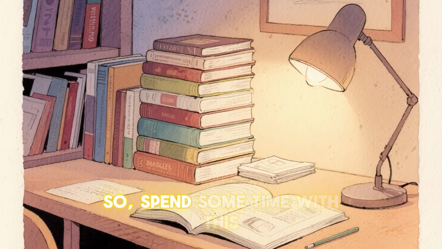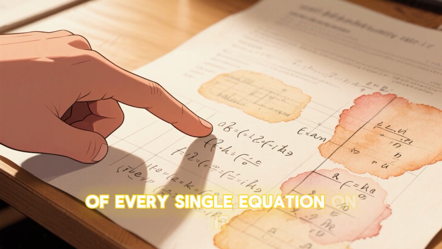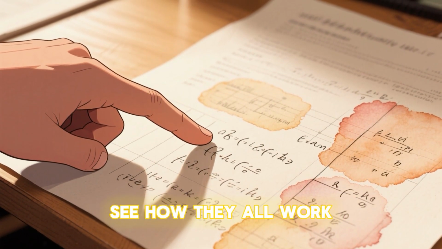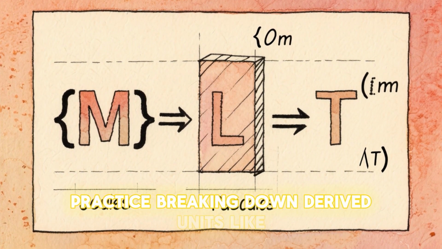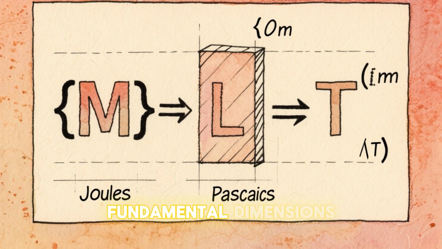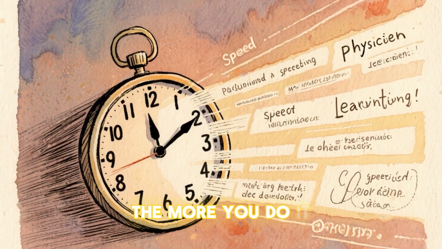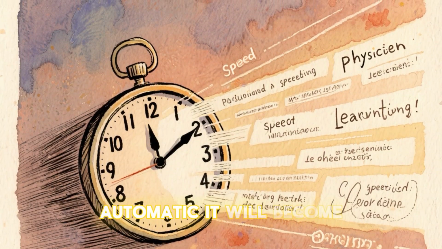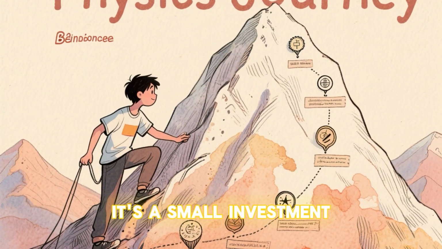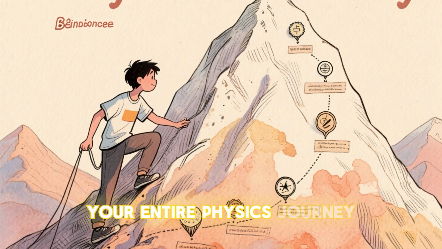So, spend some time with this. Take your formula sheet and check the dimensions of every single equation on it. See how they all work. Practice breaking down derived units like joules for energy or pascals for pressure into their fundamental dimensions of M, L, and T. The more you do it, the faster and more automatic it will become. It's a small investment of time that will pay off massively throughout your entire physics journey.